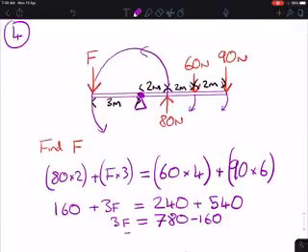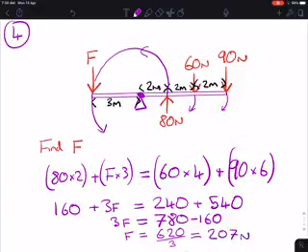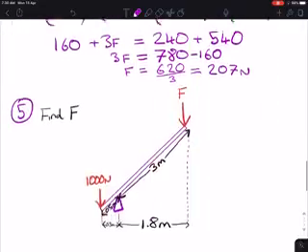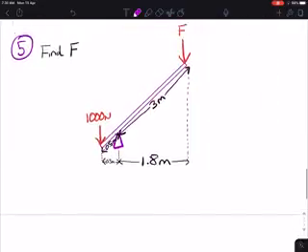So then F must be equal to 620 divided by 3, which is 206.6666, so we're going to say 207 newtons, round it to 3 significant figures. Question number 5. I'll let you have a go at this one now.